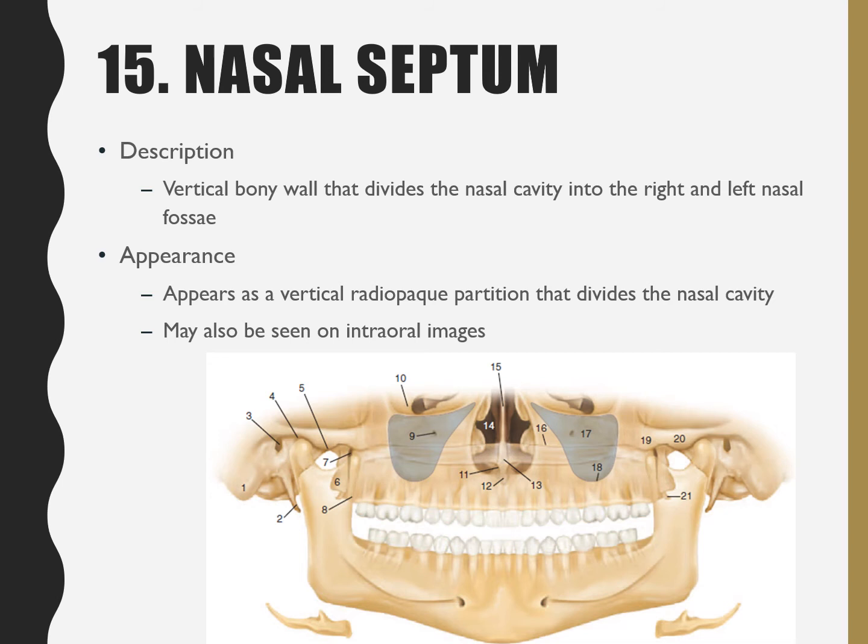So I bring her in a couple days later, and I take it again, and of course it was just a distortion on the panoramic, and I took it again, and she came out clear in the focal trough, and everything was perfect, and she doesn't have a weird mass growing in her face. So yeah. Anyway, the nasal septum divides the nasal cavity right in half. It's a bony wall, so it is going to be a radiopaque partition.